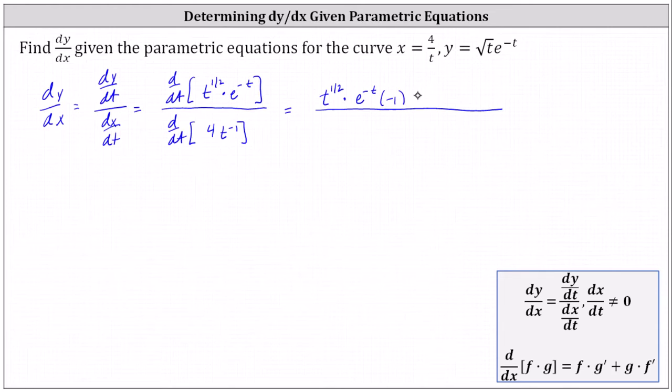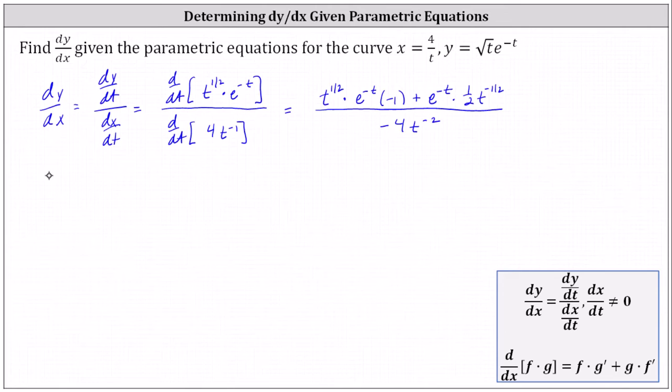And then we have plus the second function, e^(-t), times the derivative of the first function, or the derivative of t^(1/2), which is 1/2 t^(1/2 - 1), which gives us an exponent of -1/2. And then for the denominator, we have the derivative of 4t^(-1), which is -4t^(-1-1), or t^(-2).